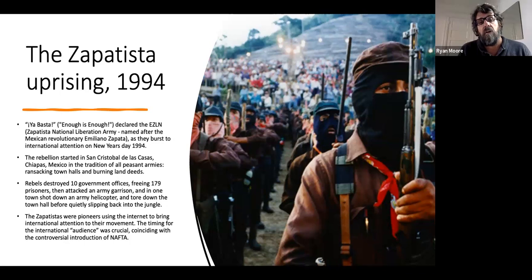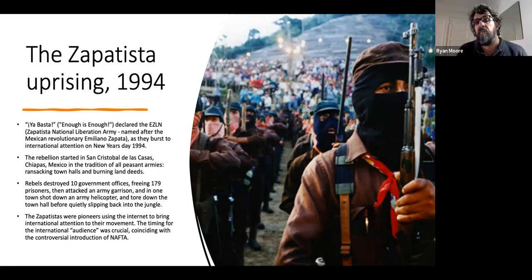The actions they take are in the tradition of a whole history of peasant revolts going back to the Middle Ages, of ransacking town halls and burning land deeds. In this case, the Zapatista rebels destroyed 10 government offices. They freed 179 prisoners and then attacked an army garrison, and in one town shot down an army helicopter and then tore down the town hall before quietly slipping back into the jungle.